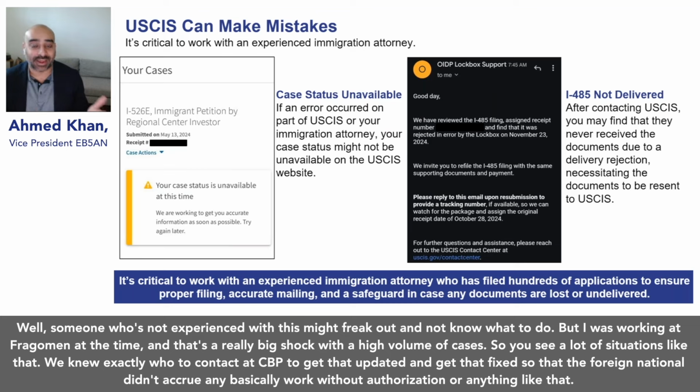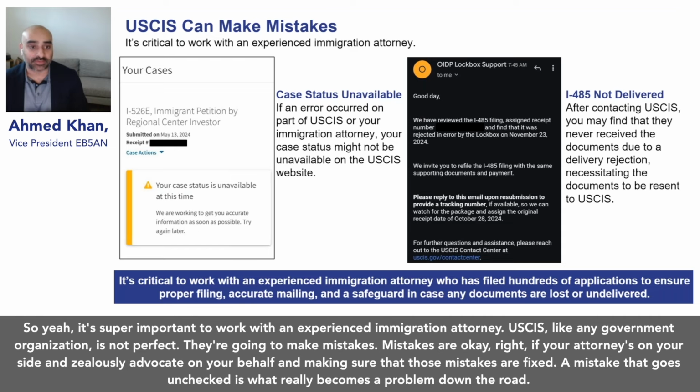Well, someone who's not experienced with this might freak out and not know what to do. But I was working at Fragment at the time, and that's a really big shop with a high volume of cases. So you see a lot of situations like that. We knew exactly who to contact at CBP to get that updated and fixed, so that the foreign national didn't accrue any unauthorized work or anything like that.